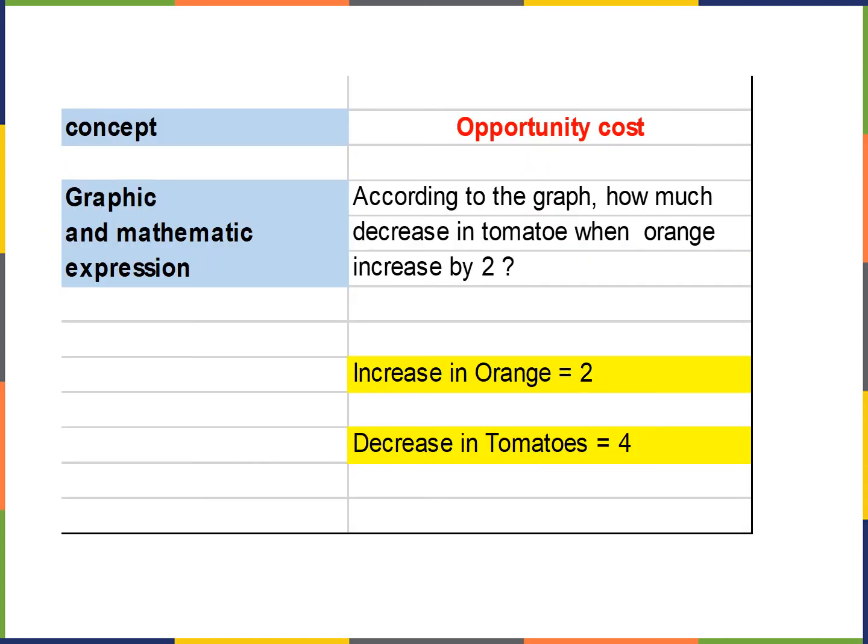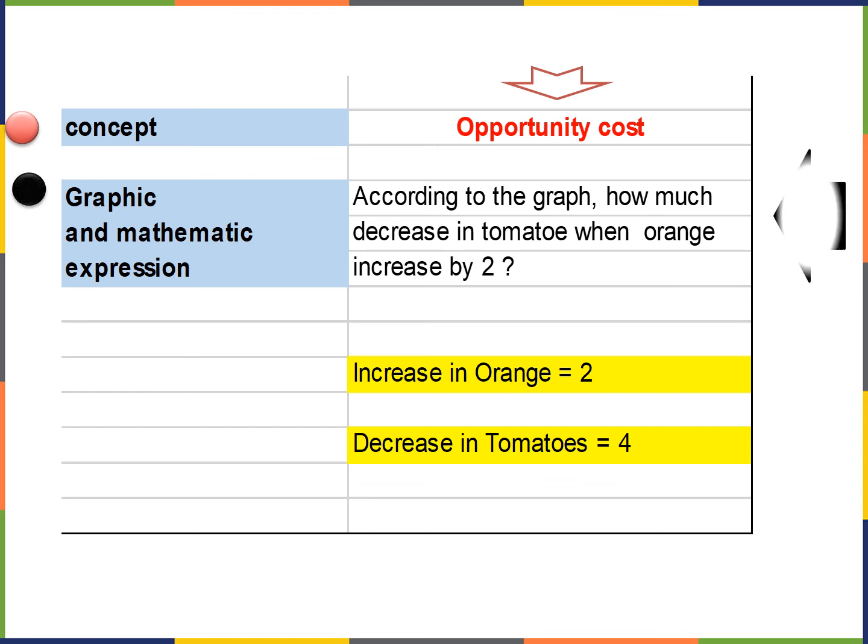The next concept to study will be opportunity costs. And how to understand opportunity costs? Well, we'll do some graphic reading that probably will make it a little easier. Here's the question. How much decrease in tomatoes when oranges increase by 2? The answer here is that when oranges increase by 2, tomatoes decrease by 4. How do we see that on the graph?